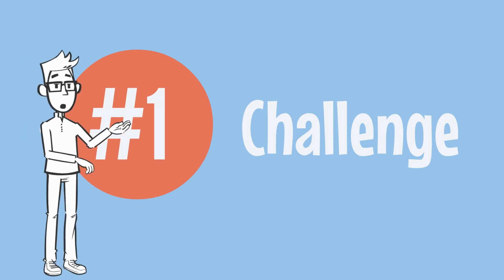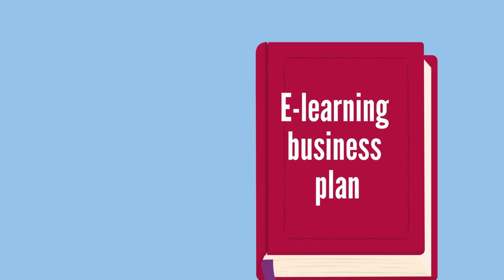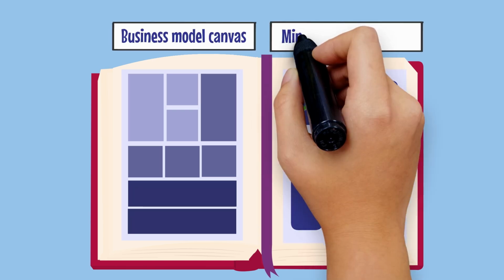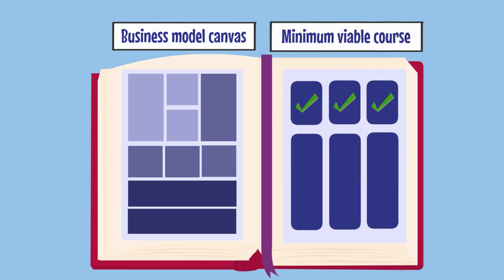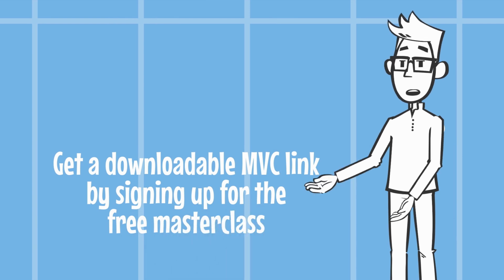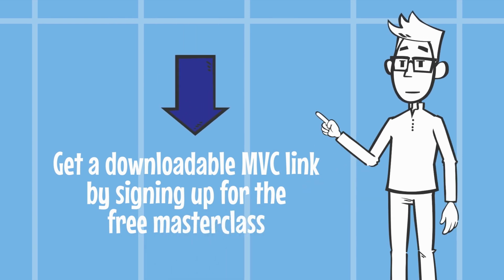And then with that biggest challenge, you are going to build an e-learning business plan. All you need to do is build something very similar to a business model canvas, or what we call a minimum viable course or curriculum. Sign up for that free masterclass and you will get a downloadable link to the MVC.